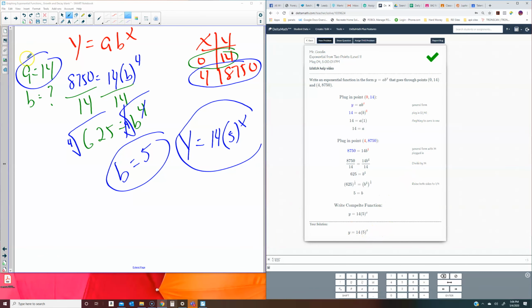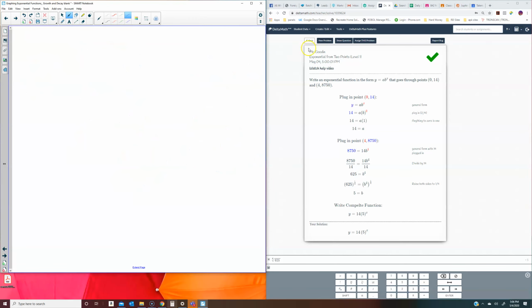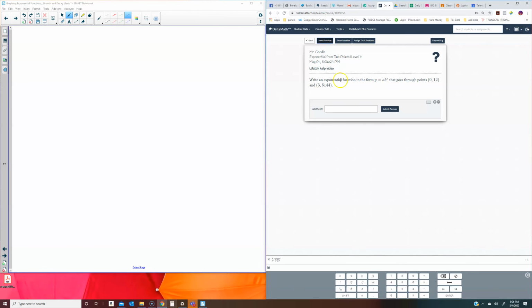All right, I'm going to do 2 more just so you guys can see again. And I hope this helps. So let's do a new problem. All right. Again, we have these 2 points, x and y. And we got 0, 12. That's our initial value. 3 and 6,144.